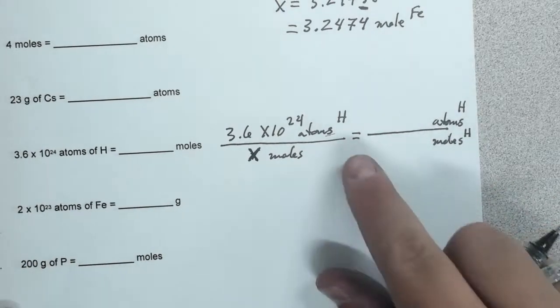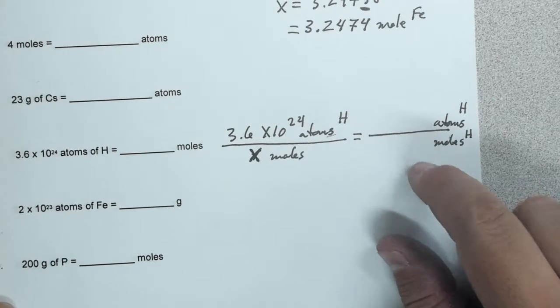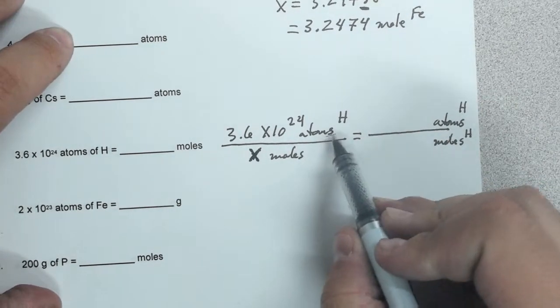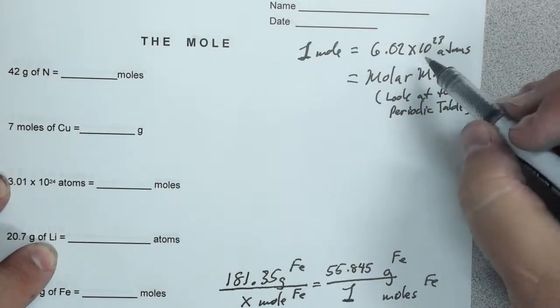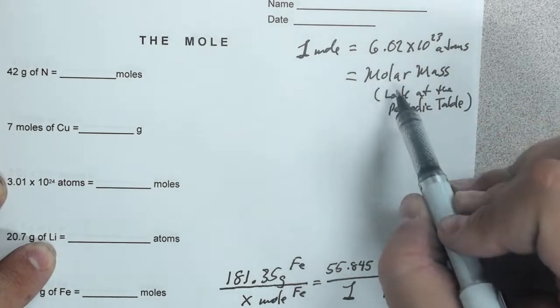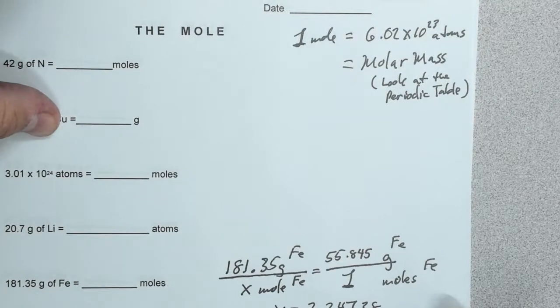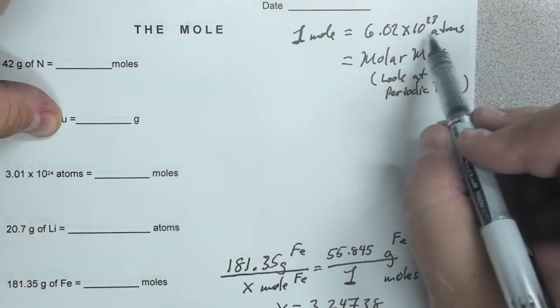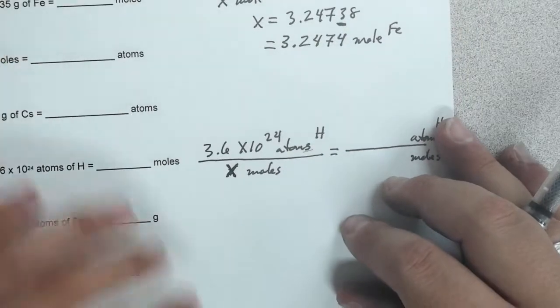What I want to do at this point is make sure that I have the correct numbers in these two spaces right here. This is atoms of hydrogen. So when I go back up to the top of my paper that we filled in earlier, 1 mole is equal to this many atoms. 1 mole also equals this molar mass. What I'm interested in for this question is that number of atoms right there and the number of moles. So here's what that's going to look like.